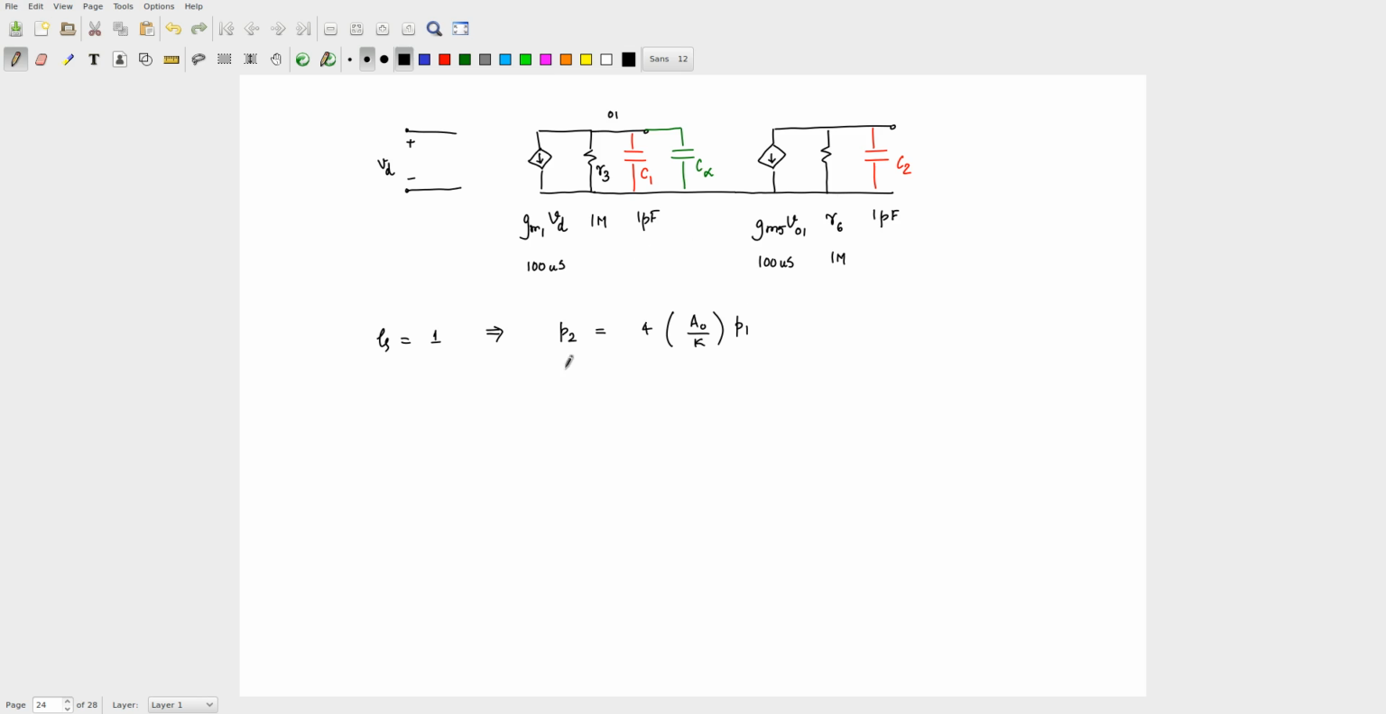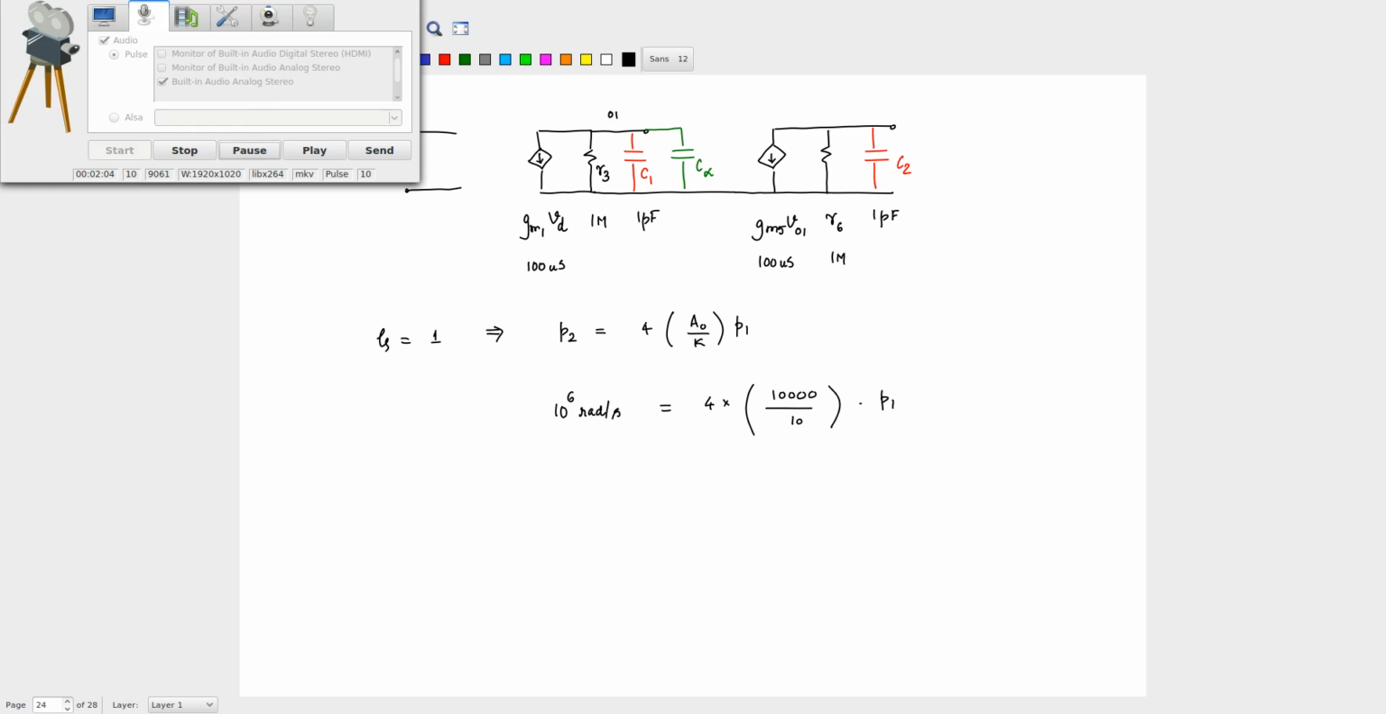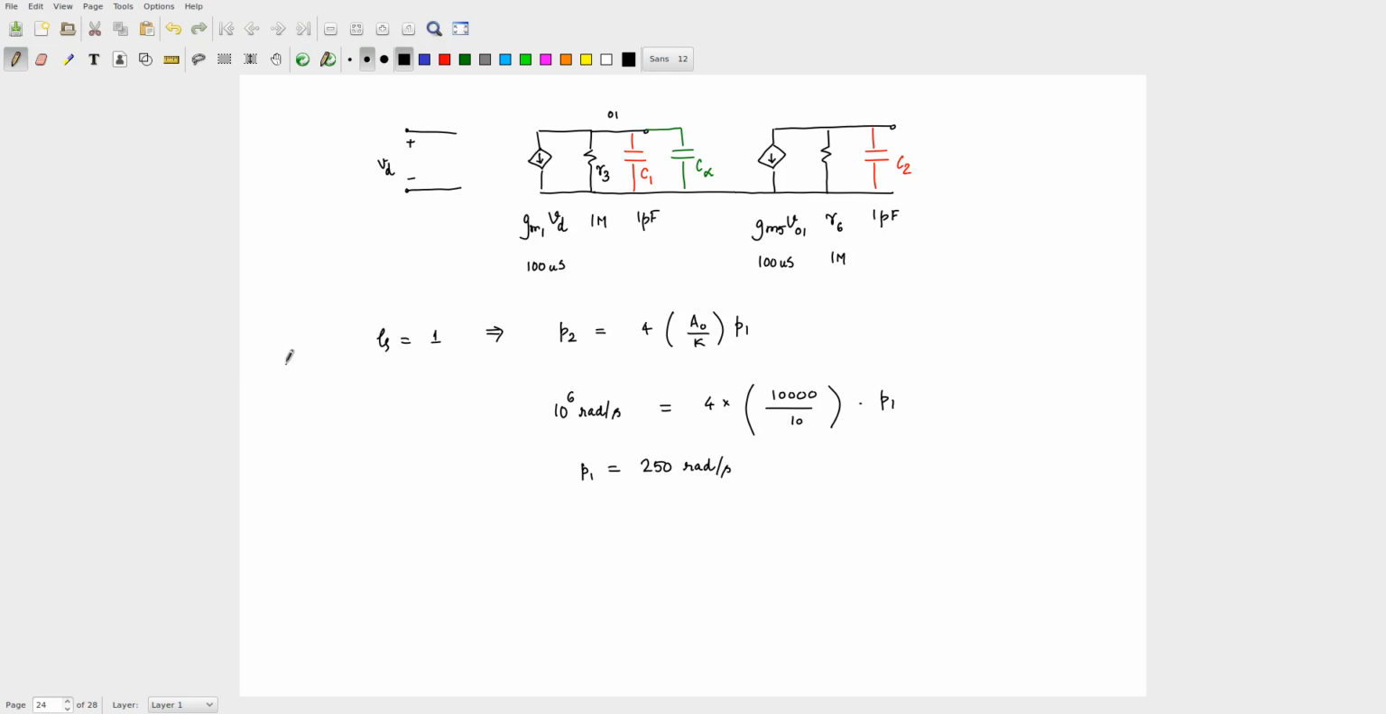So your P2 in this case, because it is unaltered, P2 is 10 power 6 radians per second, is 4 into A0 by K, 10,000 divided by 10 into P1. So can you tell me what P1 is? So P1 is 250 radians per second. Okay, and correspondingly, can you calculate what my C alpha should be? What is C alpha?